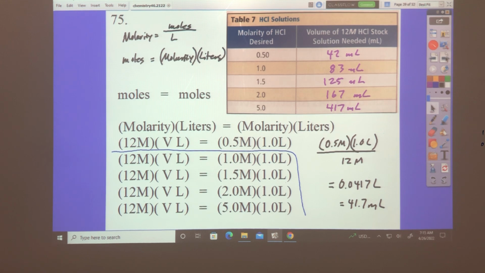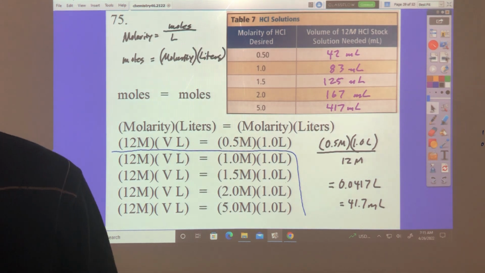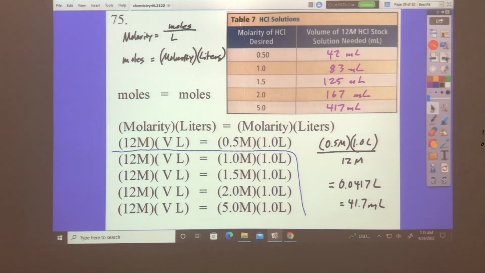Okay, so that's how you do the dilution equation. Yes, you'll be asked about all of these on the test. And this is our review for that portion, so we are not going to go back and do that.